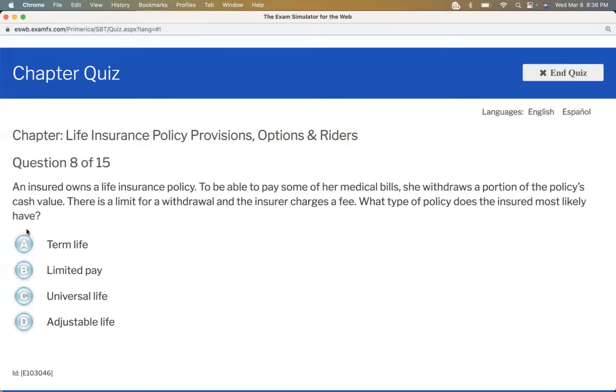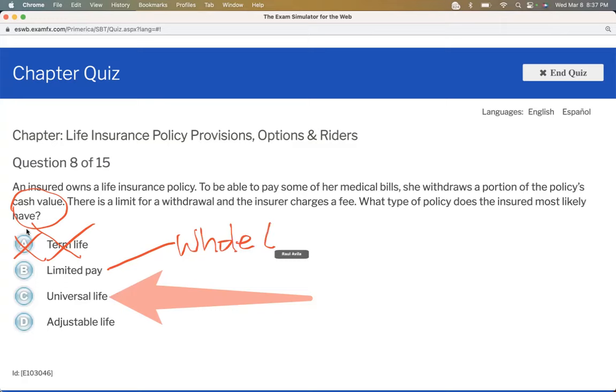So it has to have cash value. See, I like C. Okay, I like C. C looks like a really cool answer. For sure, guys, it's not A. Why? Because term insurance doesn't have what? Cash value. Always use process of elimination. Limited pay is whole life. Remember that? Yes. And adjustable life is universal life. Universal life is adjustable life.